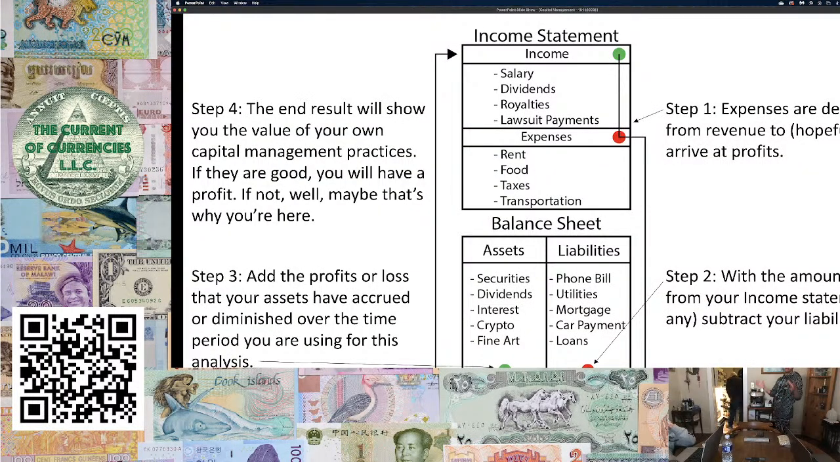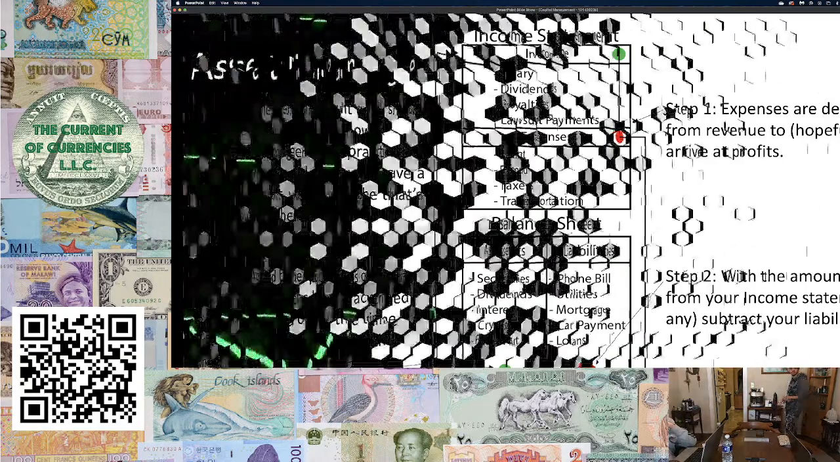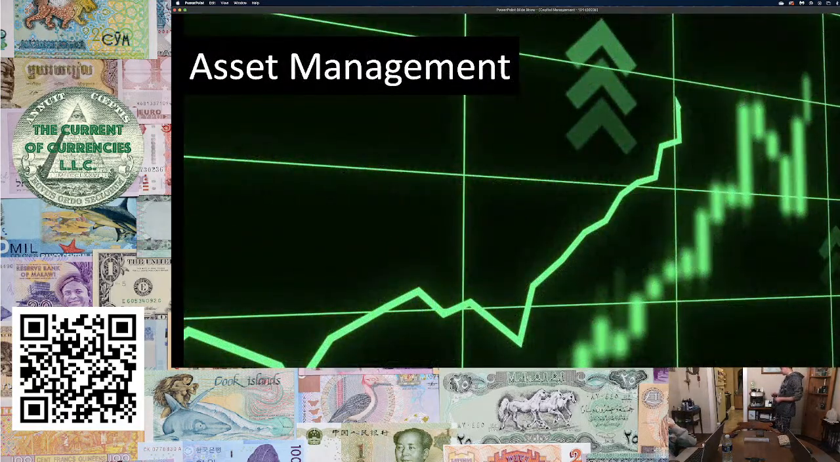So at the end of our income statement and balance sheet, we want to add the profits or loss that our assets have accrued or diminished over the time period that you're using this analysis for. So let's say that each section we're looking at a month's worth of data. The end result will show you the value of your own capital management practices. If they're good, you'll have a profit. If not, well, maybe that's why you're here. So let's go into asset management.